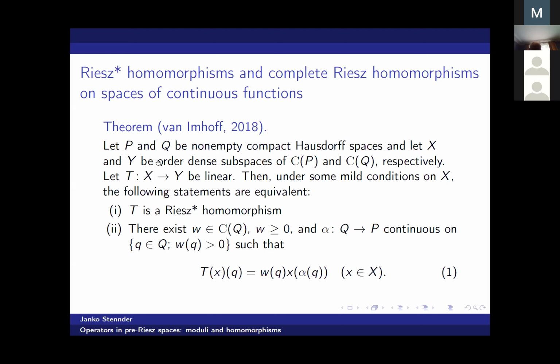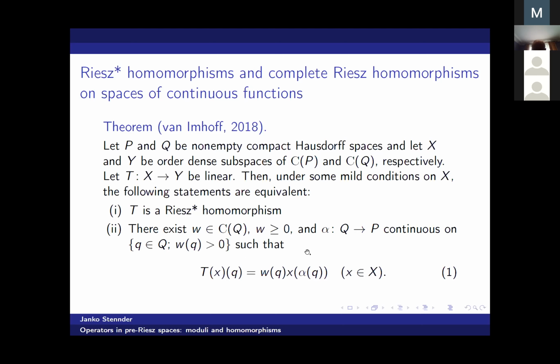If I have two non-empty compact Hausdorff spaces and two order-dense subspaces of the continuous functions on those Hausdorff spaces, and I have a linear map, then under some mild technical conditions on the space X, the linear map is a Riesz star homomorphism exactly when this operator is a weighted composition operator. So I have some weight function and this map alpha between the compact Hausdorff spaces, which is continuous as well. And this linear map can then be represented in this way.